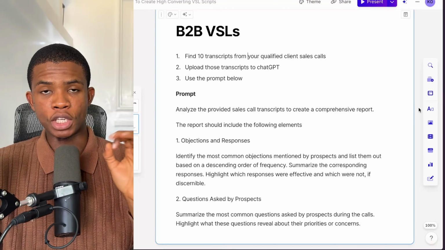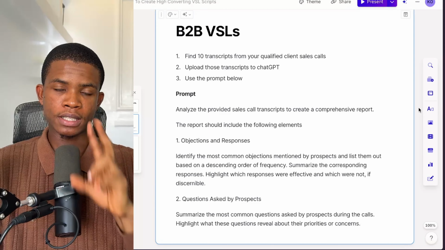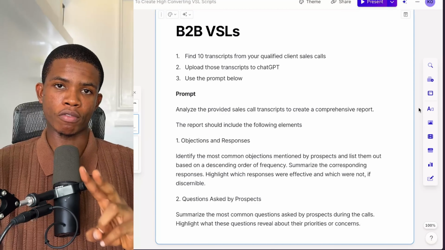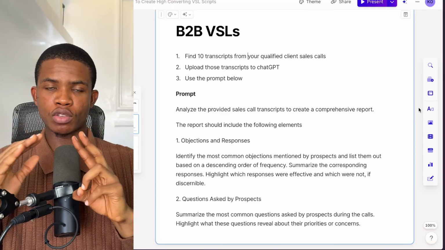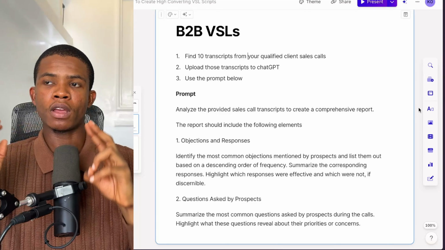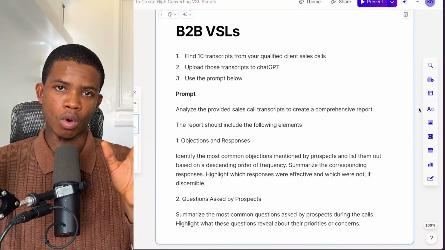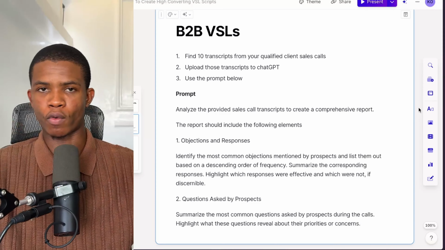So we'll go ahead and start with B2B first. And there are 3 steps that you need to follow here. Number one is you need to find 10 transcripts of sales calls from your qualified client sales calls, right? And what this means is that it doesn't matter if the client's closed or not, you need to get the transcript as long as they're qualified. This way we know exactly how our qualified prospects think, the problems that they have, the objections they have, whatever questions they might have.